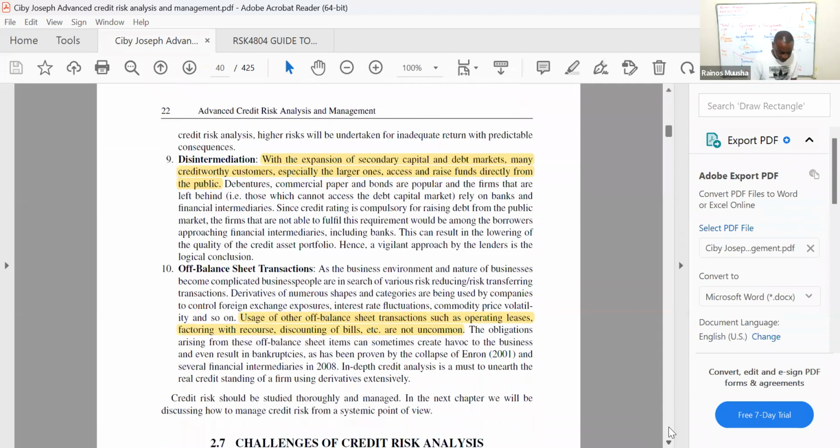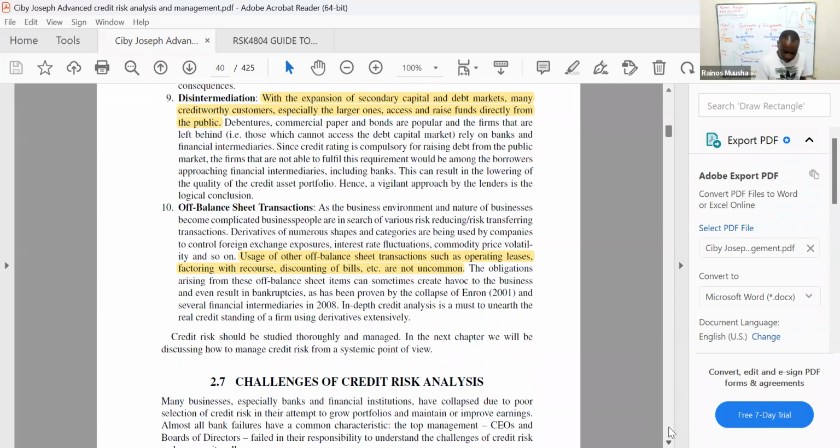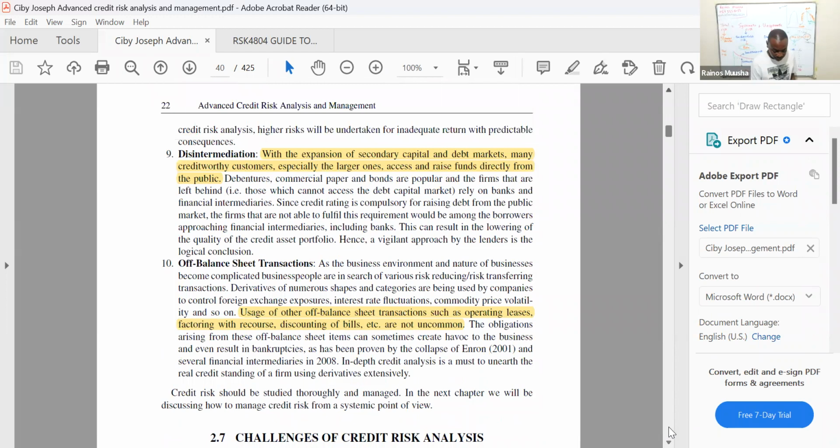The eighth reason is disintermediation. When you look at disintermediation, they say, with the expansion of secondary capital and debt markets, many credit-worthy customers, especially larger ones, access and raise funds directly from the public. So in this case, because they are raising these funds directly from the public, it means that there is no intermediary who is going to be doing the proper pricing of the credit assets.